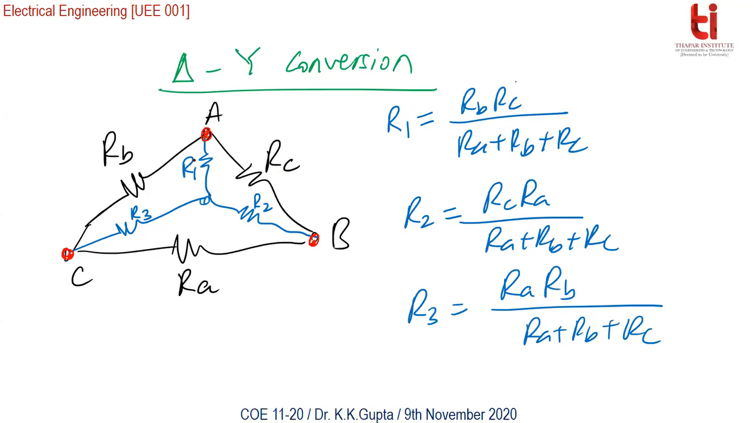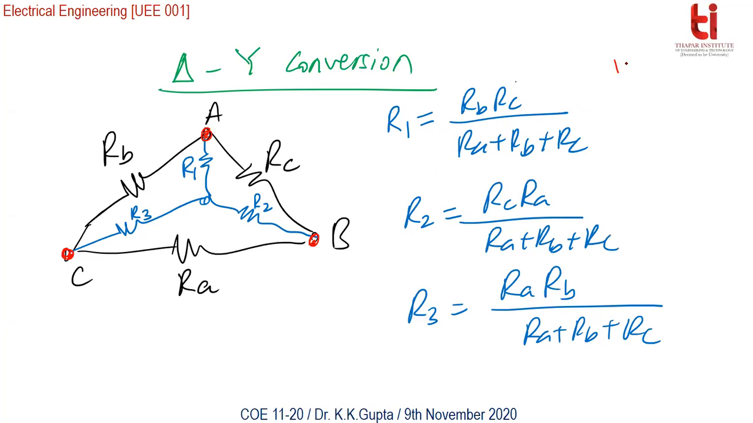And while making a star connection corresponding to A, B, and C, you should use the numbers 1, 2, and 3. So R1 should be connected to A, R2 to B, and R3 to C. The network shown in blue is a star network, and the one shown in black is a delta network. Depending on the requirements, you can convert a delta to a star or a star to a delta, right? The formulae shown here are for delta to star. I hope you remember all the formulae.